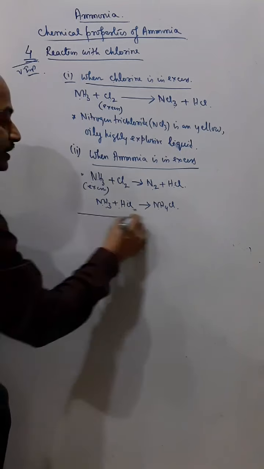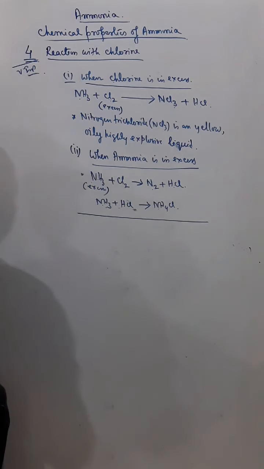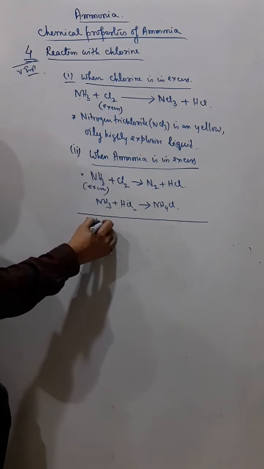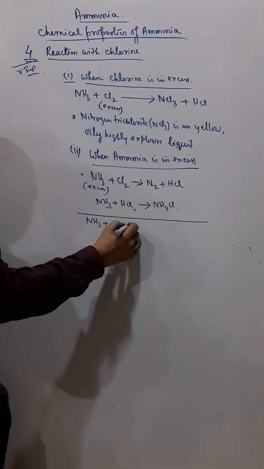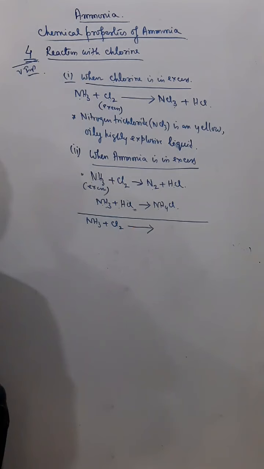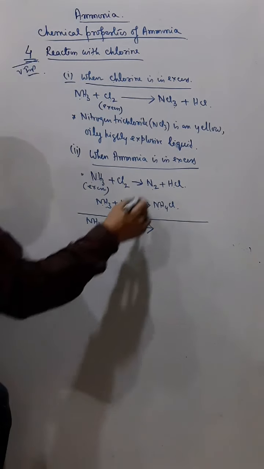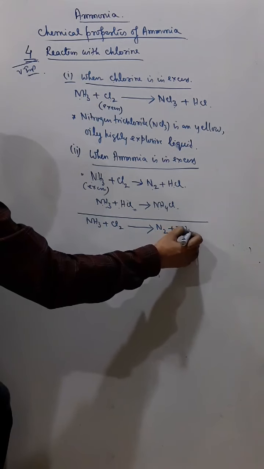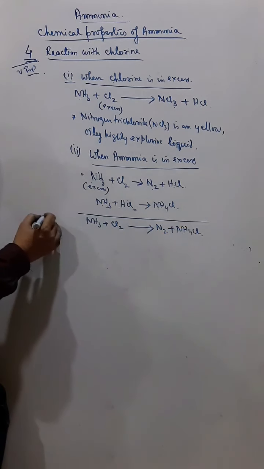Now you can understand the overall reaction. Overall we have taken NH3 plus Cl2, and the final products will be nitrogen and NH4Cl. So this is the overall reaction, okay.